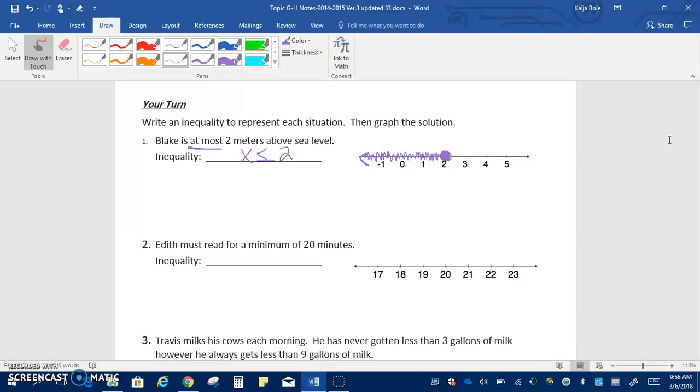Number 2 here says Edith must read for a minimum of 20 minutes. So that means she can read 20 minutes. That's okay. She won't get in trouble for that. But a minimum means she should be reading more than that. So we're going to shade everything bigger than 20 to meet her minimum amount. So our inequality would be x is greater than, we want everything bigger, or equal to 20.